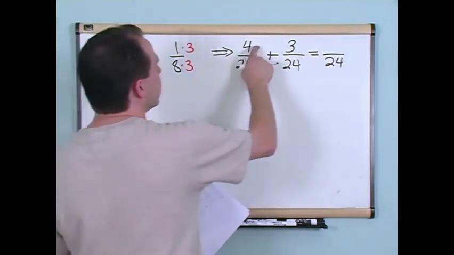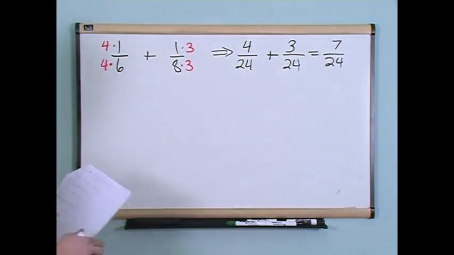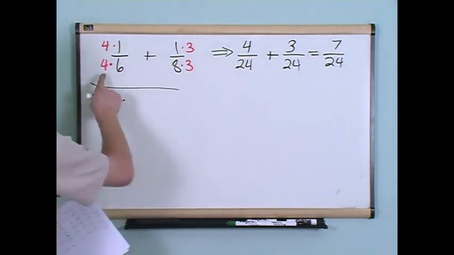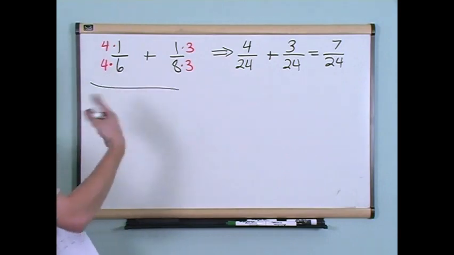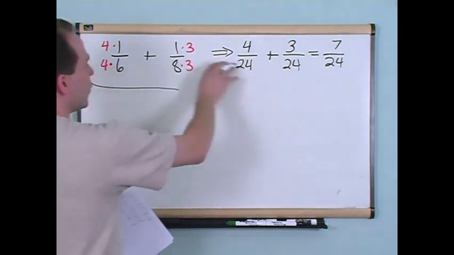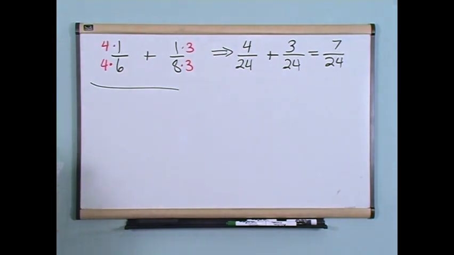Don't change that. 4 plus 3 gives me 7. So the answer is 7/24. So it may take you a minute to pick something, and it takes practice, that's why I'm doing these, to pick something that's going to be able to give you a common denominator.